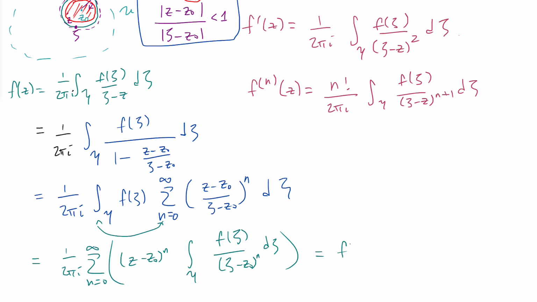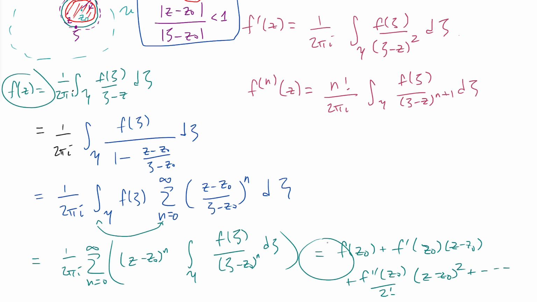So this is exactly f of c naught plus f prime of c naught times (c minus c naught), plus f double prime of c naught over 2 factorial times (c minus c naught) squared. And this is exactly the Taylor series. And this is exactly what we wanted to show, that our function f is in fact analytic.